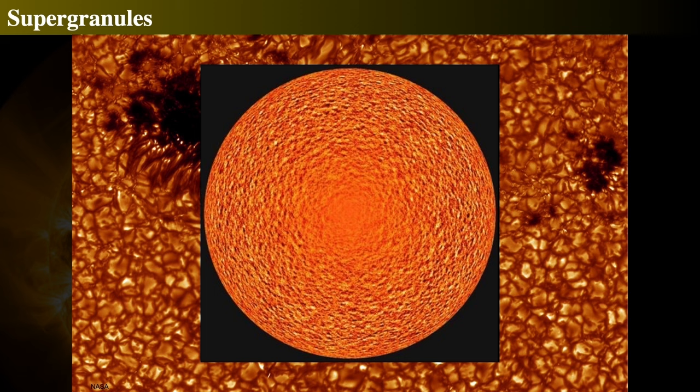So the spicules are kind of like these upward shooting jets, and they change radically and over extraordinarily short periods of time. So we can think of them as almost vertically pointing tornadoes of hot gas, which is a good way of thinking about it. And those are spicules in the chromosphere.